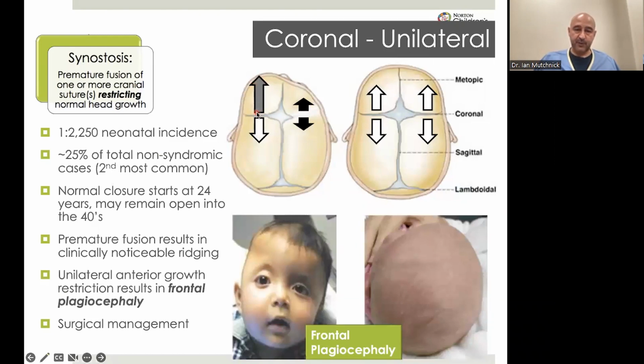But when you have a synostosis, it restricts growth and there's a compensatory growth on the other side. You get this frontal bossing. And you can see here the orbital rim is distorted. The whole shape of the head all the way down to the skull base has been distorted. This is a classic frontal plagiocephaly as the result of a coronal synostosis. And again, there's usually ridging of the suture.